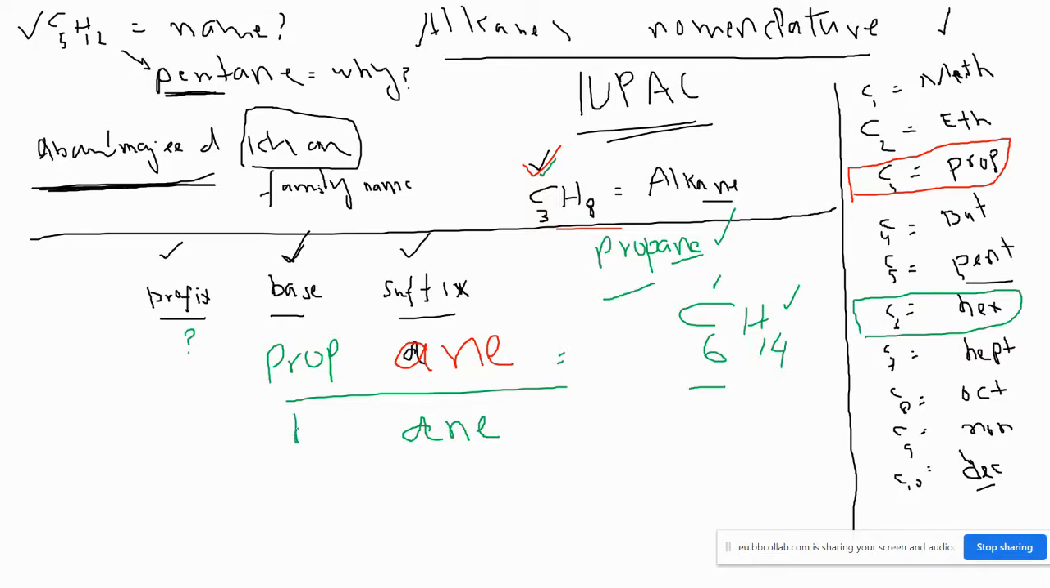Hex. So the name should be, you combine, you don't write separately, you write in one place, we call it hexane. Clear or not?